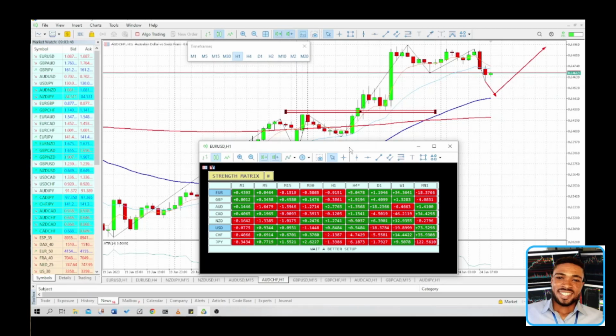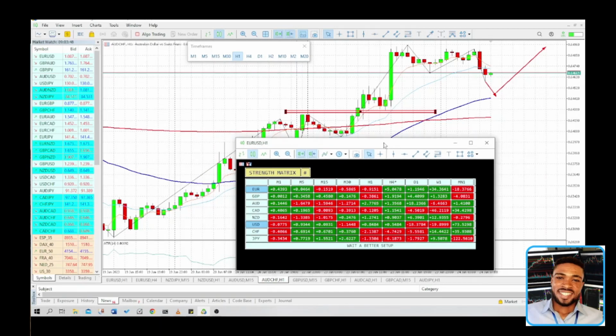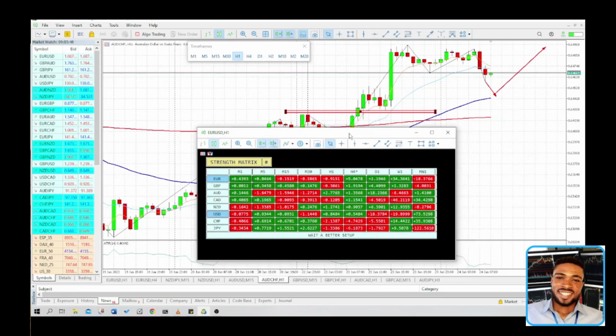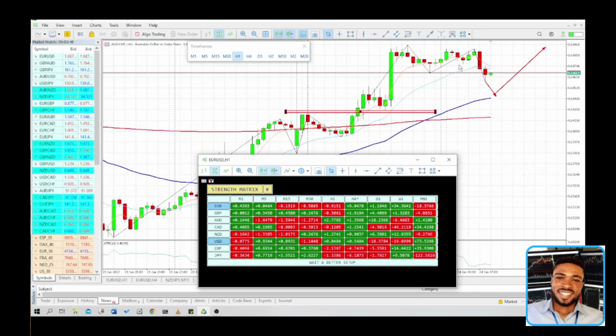Breakout continuation pattern. If you don't know this setup, go to my previous video and you can learn my breakout continuation trading pattern strategy, and then you can come and watch this video, okay, so that you understand what we are talking about here. So you look for the strongest currency, you match it with the weakest currency, and then you wait for your setup to be ready and you take the trade.